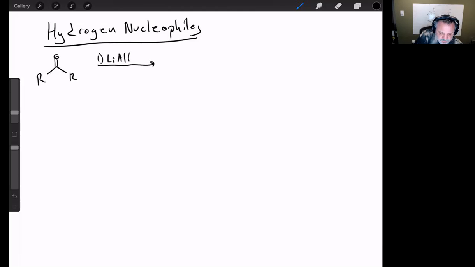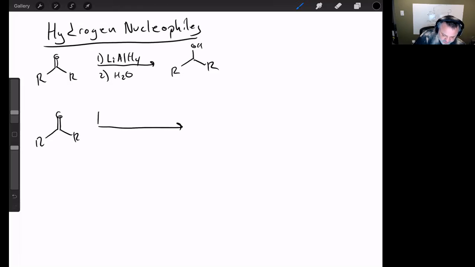Lithium aluminum hydride with water in the second step will produce an alcohol. The same thing with sodium borohydride. It's only one step though: sodium borohydride and methanol will produce the exact same product as above. And you should know these mechanisms as well.